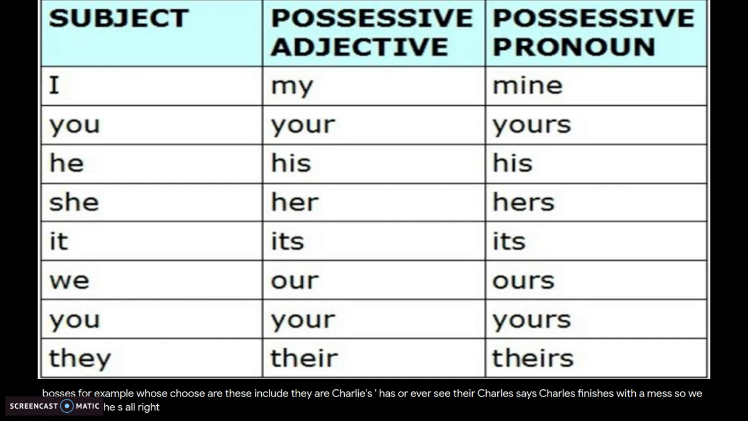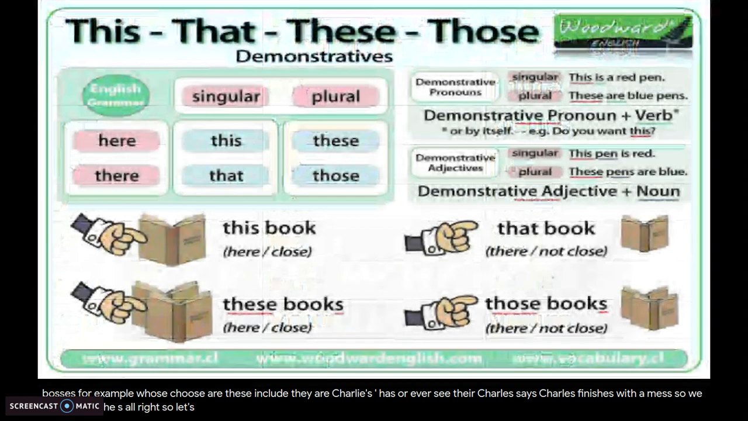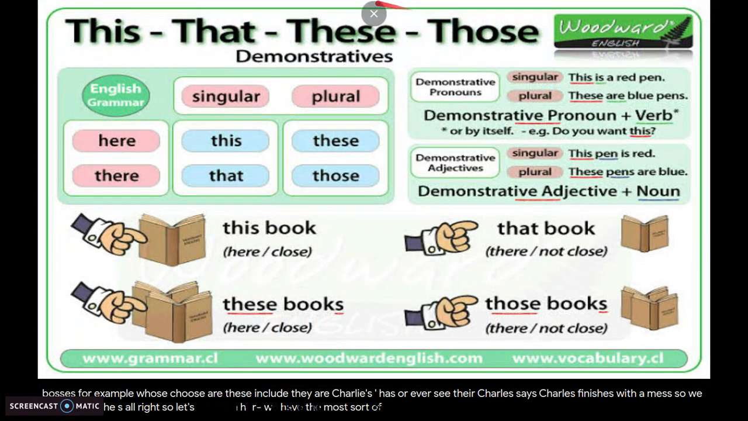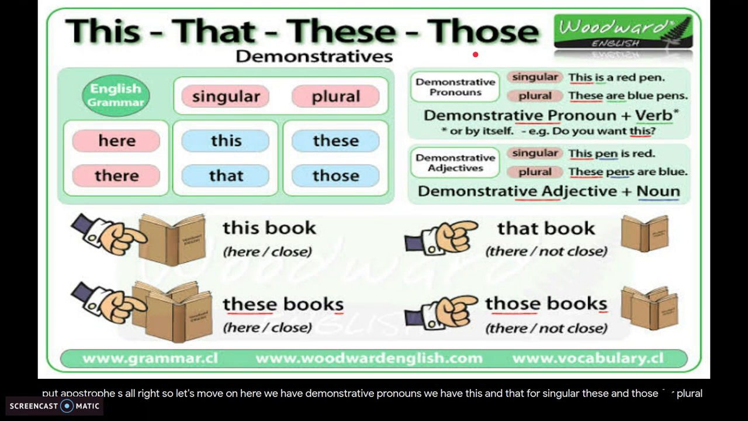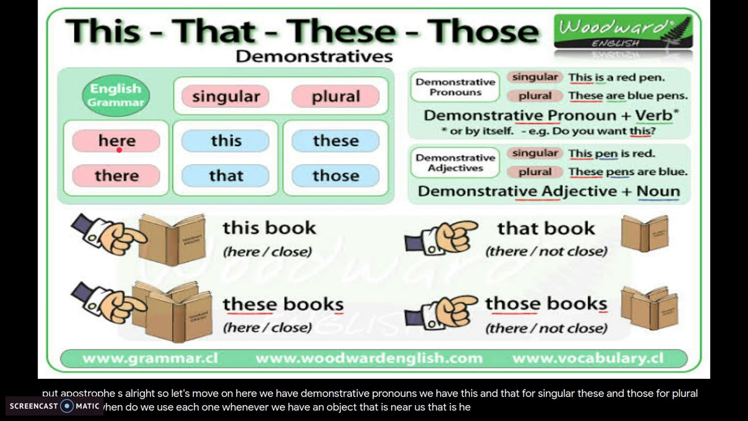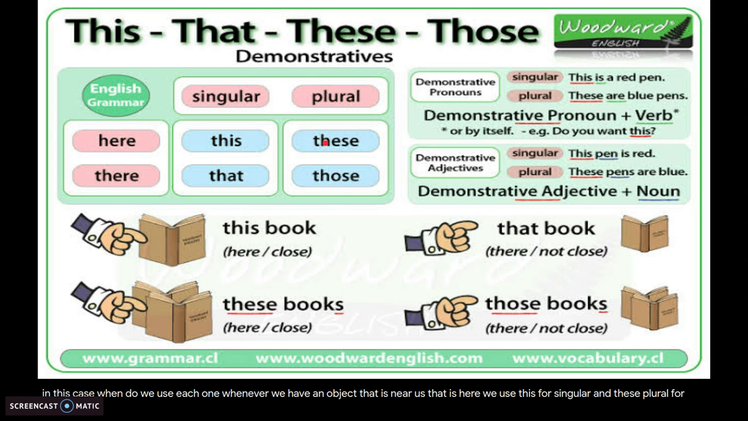All right, so let's move on. Here we have demonstrative pronouns. We have this and that for singular, these and those for plural. In this case, when do we use each one? Whenever we have an object that is near us, that is here, we use this for singular and these for plural. For example, this pen, these markers, because I have them next to me. I have them and I show them to the person.